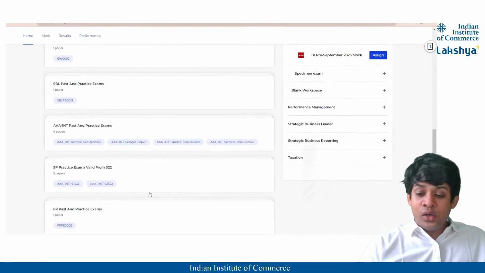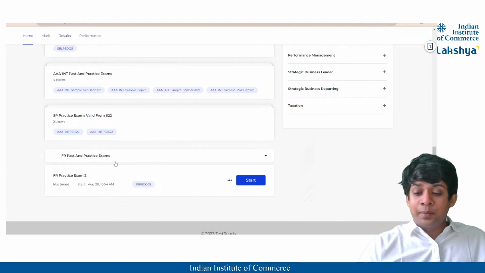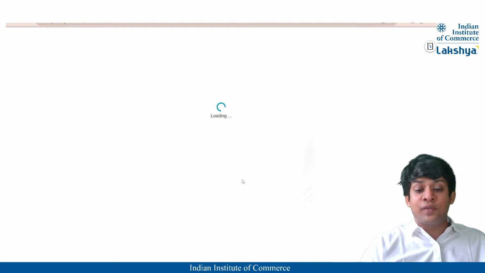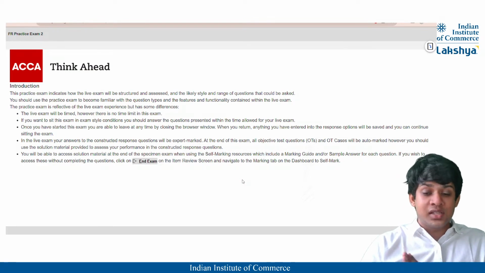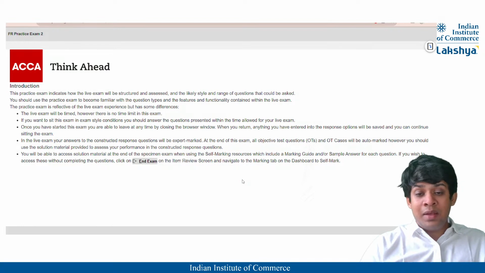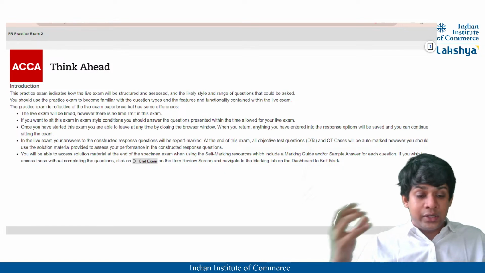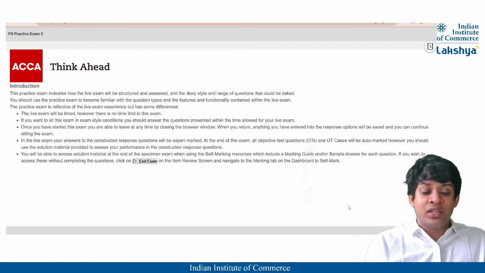Now on the left hand side, you can just go down and look for FR past papers, right? So FR past and practice exams. Since I've assigned FR practice exam 2, it has been assigned here and I can just start it. As soon as I start it, it will take me to the CB platform, right? So exactly like this, your interface of CB platform is, you can just access your CB platform like this. And in the examination, when you go to the center or if you're giving a home-based examination, this is exactly how your exam will start.